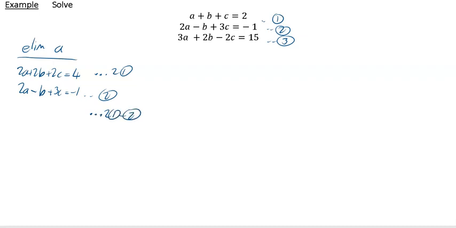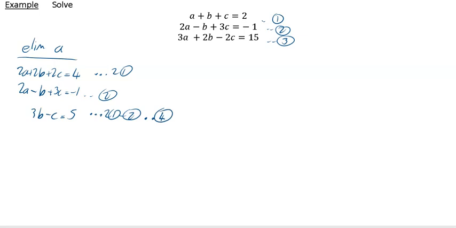2A minus 2A is 0. 2B minus B is going to be 3B. And 2C minus 3C is minus C. And 4 minus minus 1 is 4 plus 1, which is going to be 5. And I'm going to call this equation 4. So I've created a new equation.